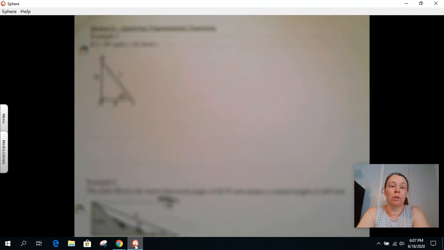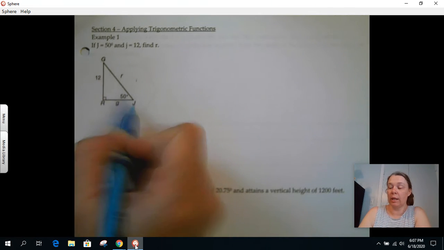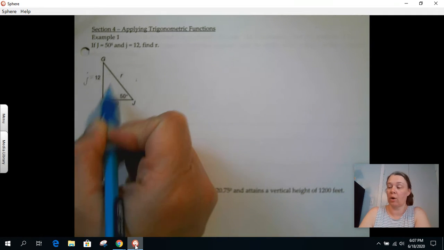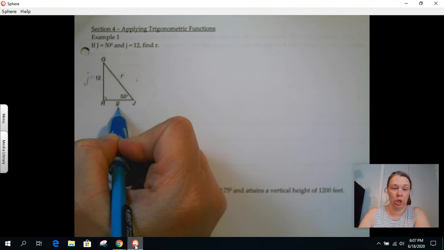So you're given a right triangle and then asked if J is 50 degrees. We're going to use capital letters for angles, and then the side across, we're going to use the lowercase letter. So if this is angle J, then this is going to be side little j. If this is angle R, the side across is little r. If this is angle G, then the side across is lowercase g.